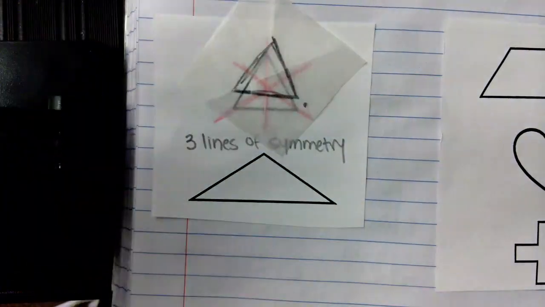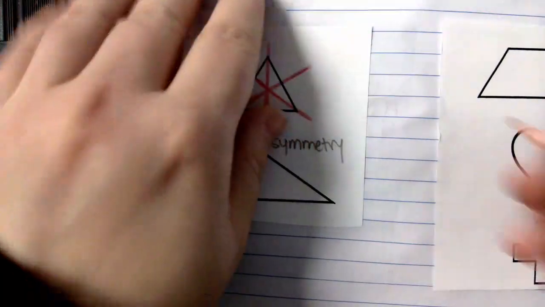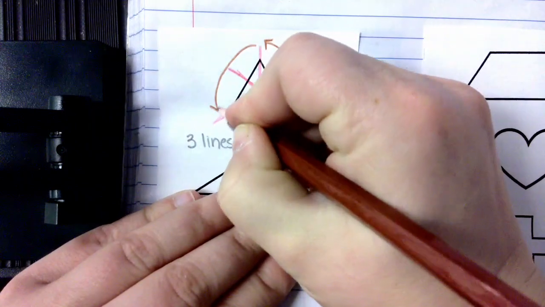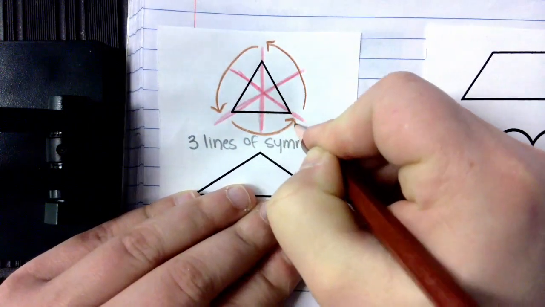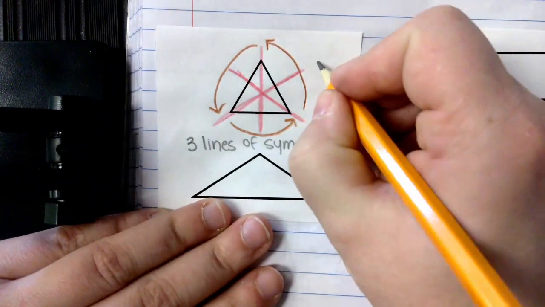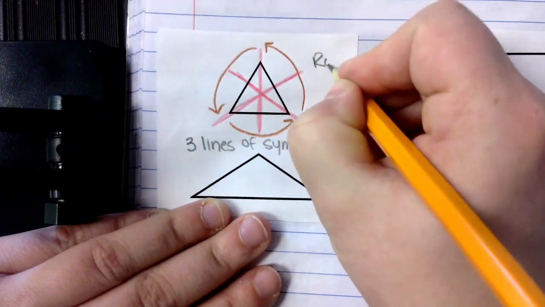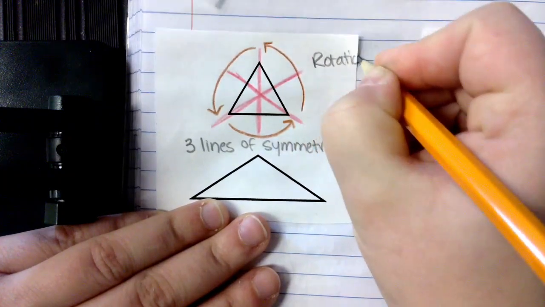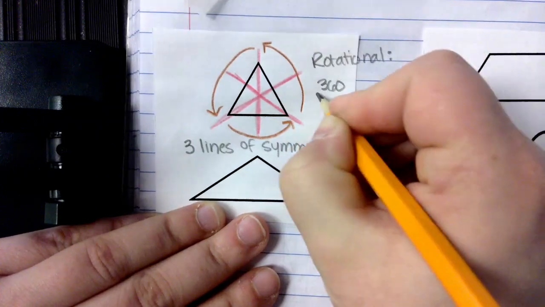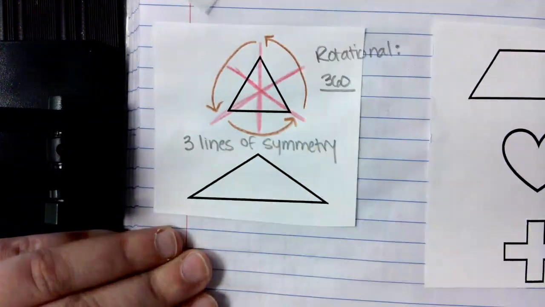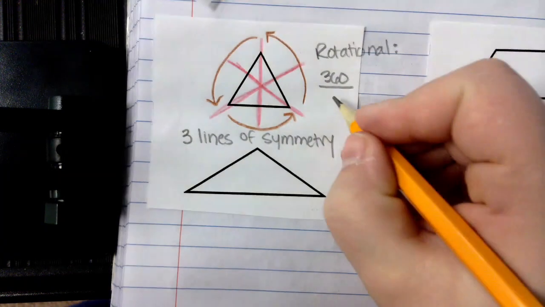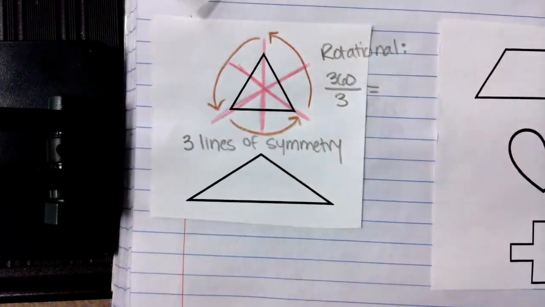And for our rotational symmetry, we need to figure out what is that magnitude. So we're going to take 360 degrees, which would be all the way around, and divide it by how many times could we rotate it? 3. So 360 divided by 3 is 120. So this has a rotational symmetry of 120 degrees.